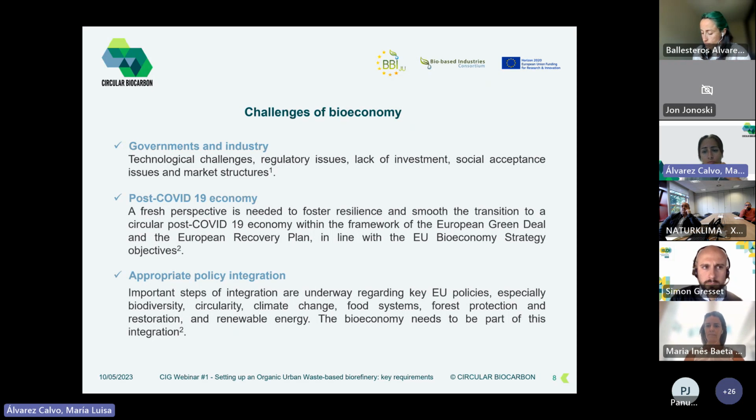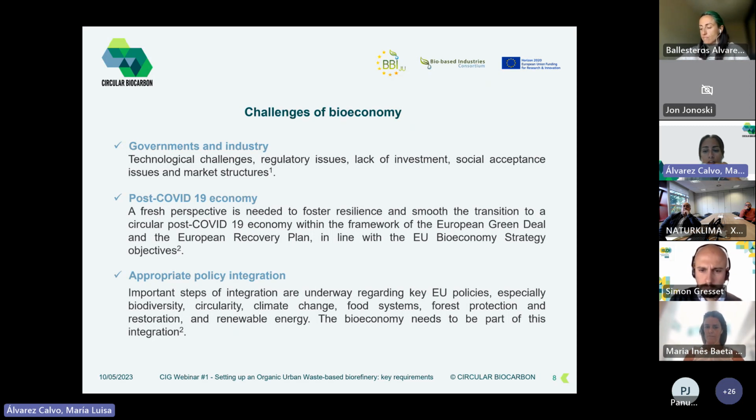According to this report, a fresh perspective is needed to foster resilience and smooth the transition to a circular post-COVID economy, with the framework of the European Green Deal and the European Recovery Plan in line with the European Bioeconomy Strategy objectives. Also, these experts highlight how unleashing the potential of the analyzed drivers and trends towards the desired transformation of the bioeconomy requires appropriate policy integration.